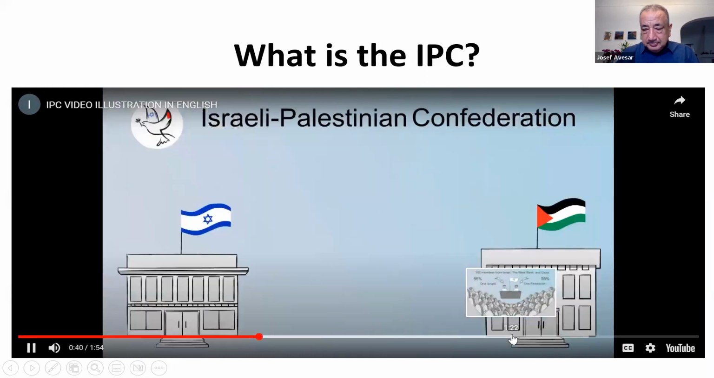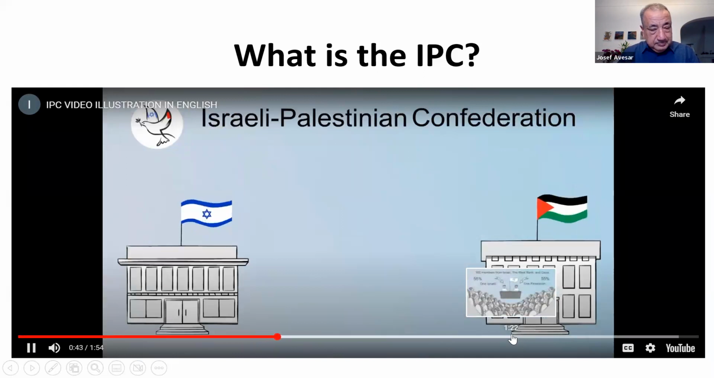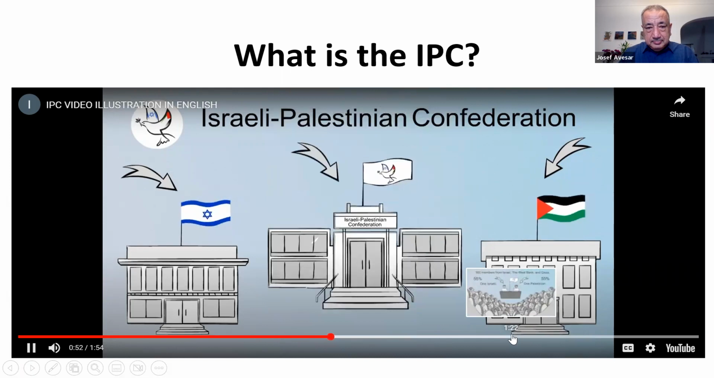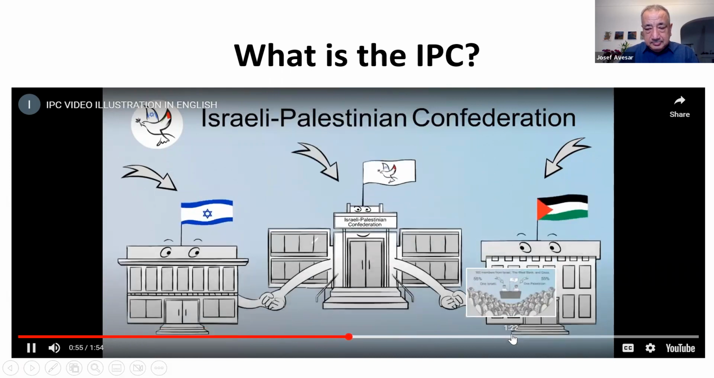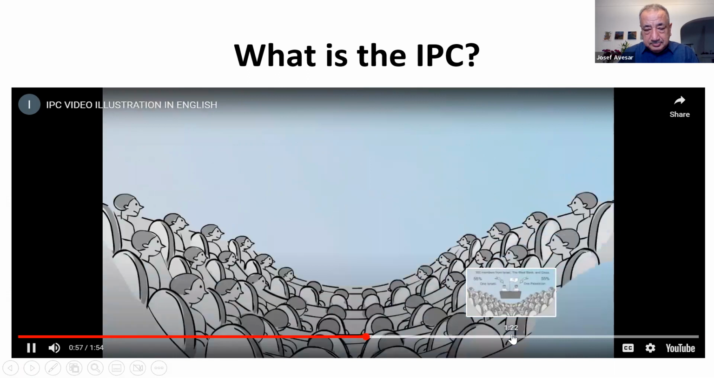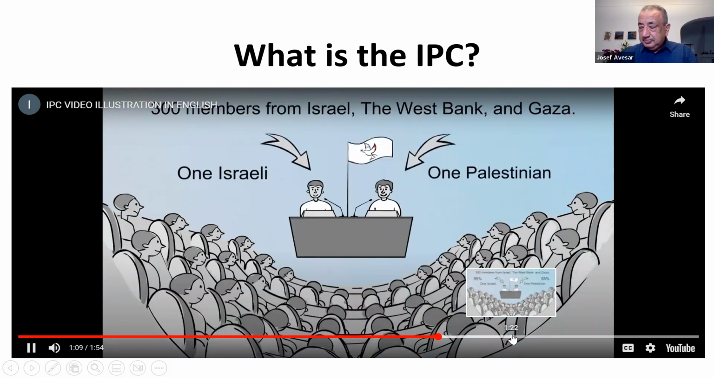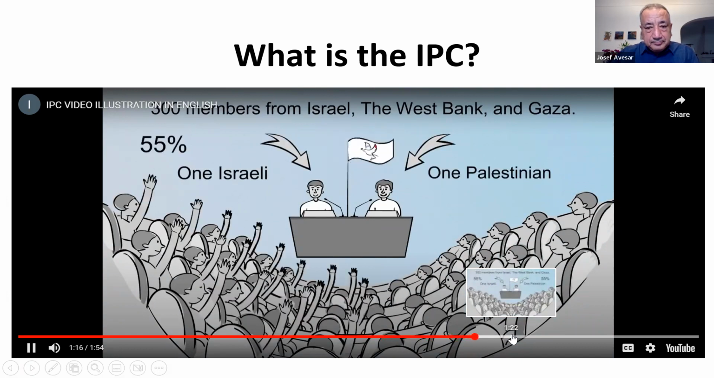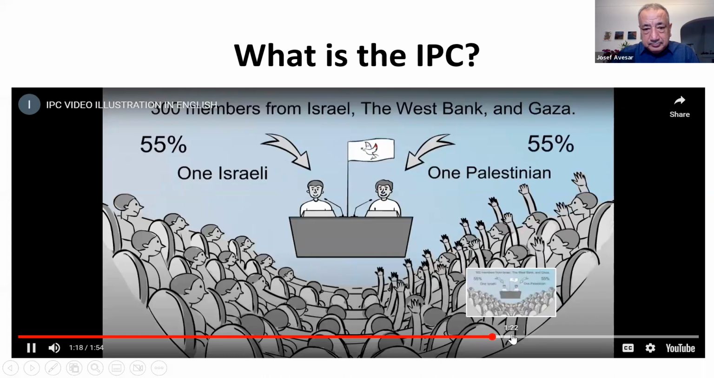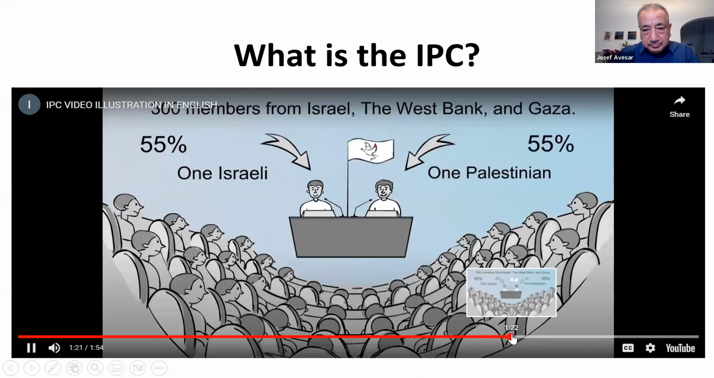Here's how it works. First off, both Israel and Palestine will keep their respective governments. Israel's Knesset and the Palestinian National Authority will remain unchanged. The Israeli-Palestinian Confederation, IPC, will be a third entity acting as a unifying agent between the two. The IPC will comprise 300 parliament members elected from 300 districts in Israel, the West Bank, and Gaza. Above them will preside a president and vice president, one Israeli and one Palestinian. In order for the IPC to pass a law, it will require a 55% majority from its Israeli representatives, as well as a 55% majority from its Palestinian representatives, thereby preventing either side from monopolizing the legislature.